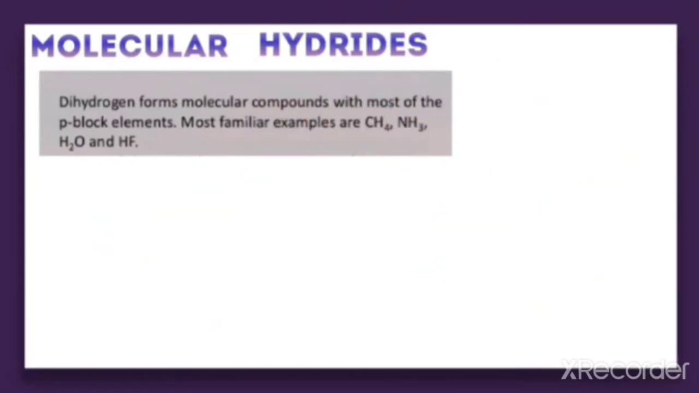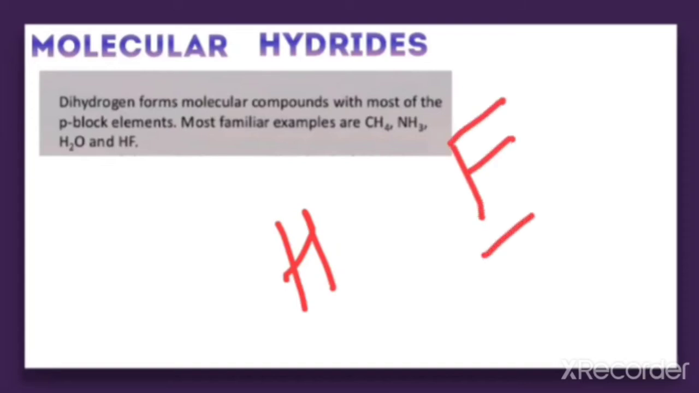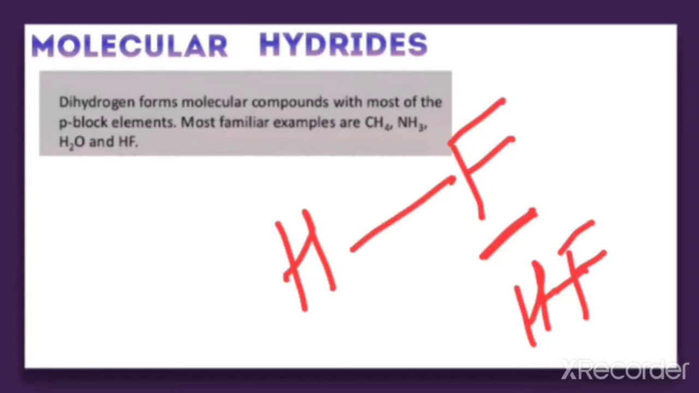Similarly, when we take the example of a combination of hydrogen with a halogen like fluorine, which is also a member of the P block elements, this combination leads to the hydride HF, that is the hydride of fluorine. Here also covalent bonding takes place between these two. Therefore it is called a covalent hydride.